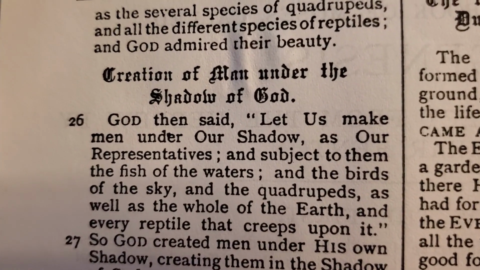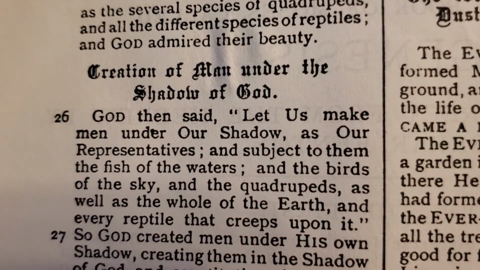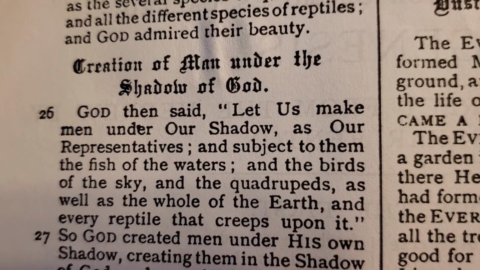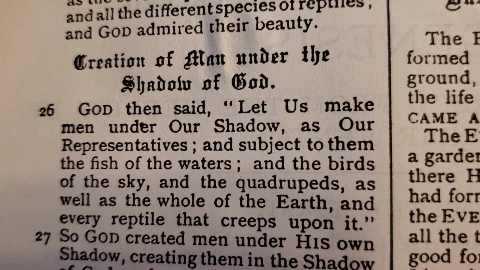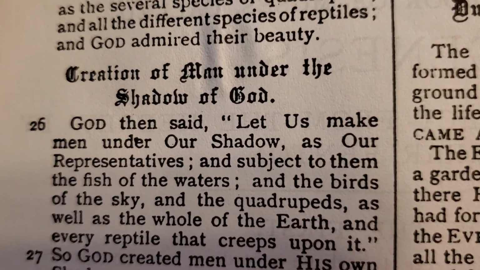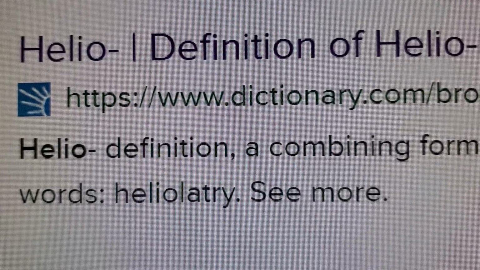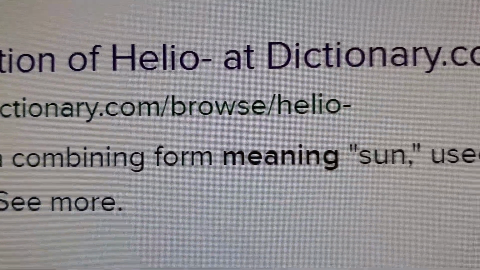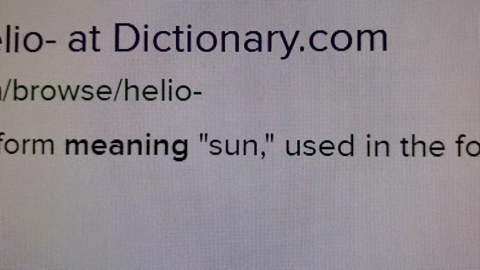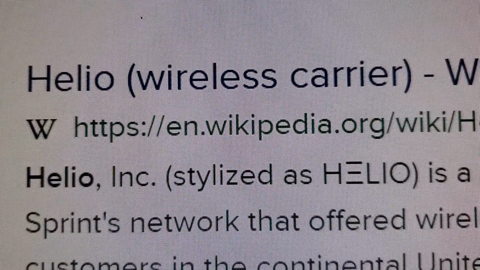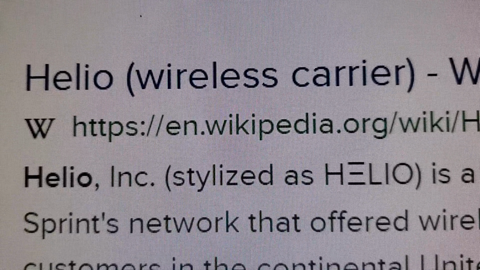And remember in Genesis 1:26, God then said, "Let us make men under our shadow." So what casts a shadow, right? Okay, so we're just looking at this. So Helio, the definition, a combining form meaning sun. So sun.